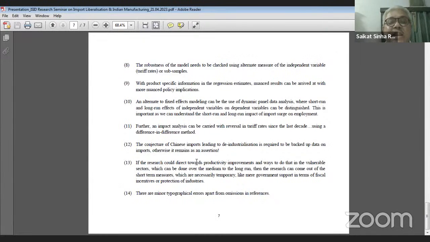If the research could direct towards productivity improvements, that's what Anjali was talking about. If we can do some homework within ourselves and find ways to do that in the vulnerable sectors where there is employment decline, which can be done over the medium to the long run, then the research can come out of the short-term measures which are necessarily temporary, like mere government support in terms of fiscal incentives or protection of industries. There are minor typographical errors apart from omissions in references. Thank you very much for giving me the floor.